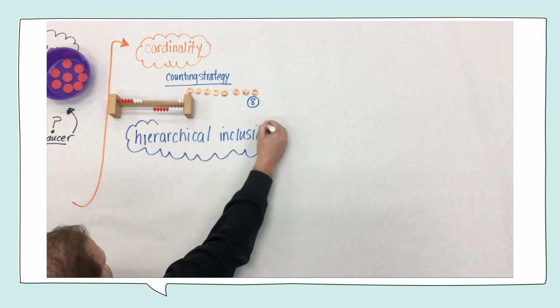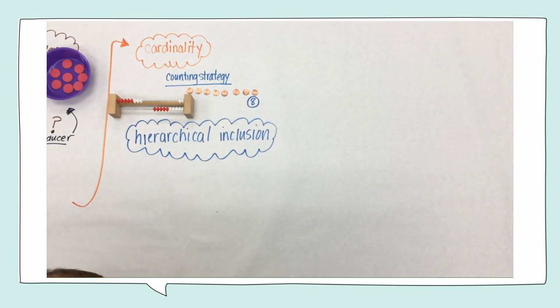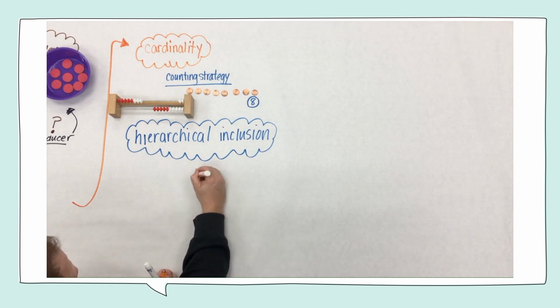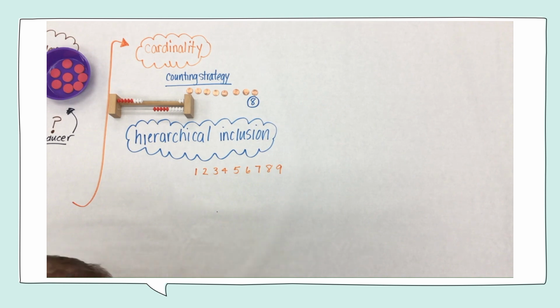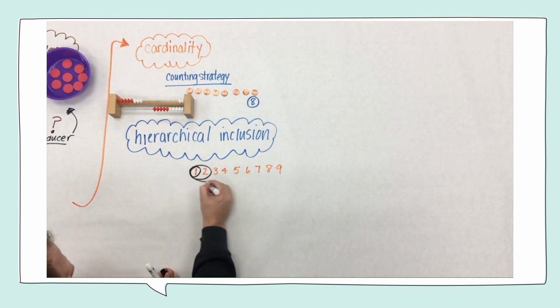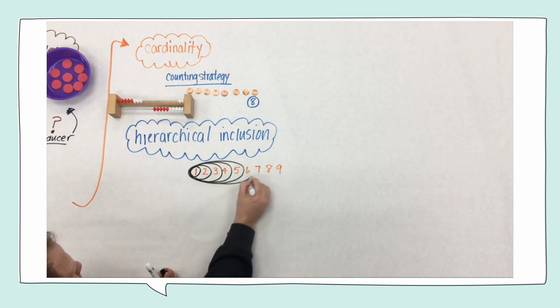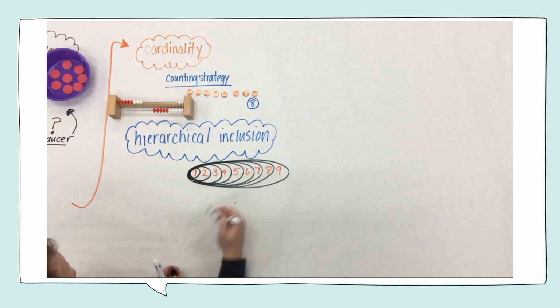It's a really big word, but all that it means is that students understand that numbers are nested inside other numbers. So if we take that penny, for example, students would know that if you had 8 pennies, you must have 7 pennies. That numbers are nested inside the numbers.